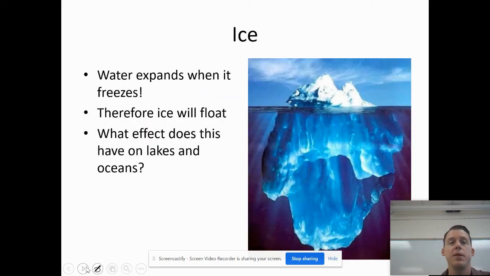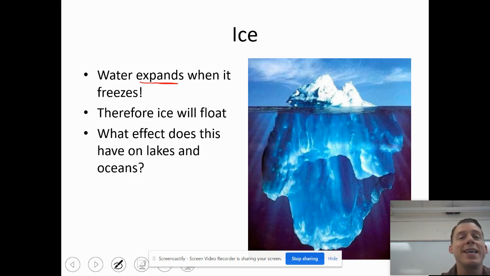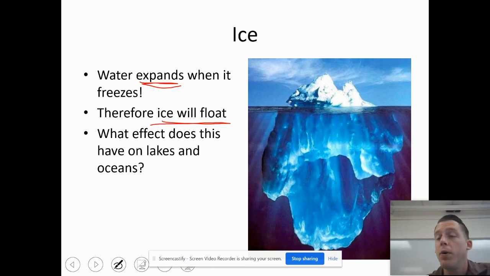All right, when water freezes and becomes ice, it expands, it gets bigger. So what does this mean? If it gets bigger, its density goes down and therefore ice will float. Very unusual. Most things, when they solidify, they become more dense and they sink, but not ice. Ice is less dense and it floats.